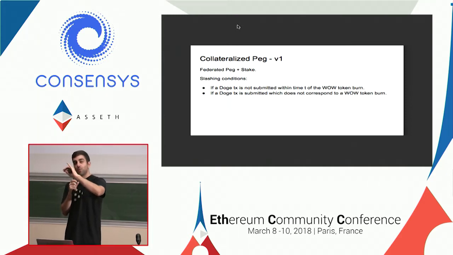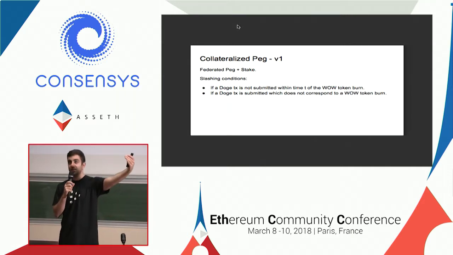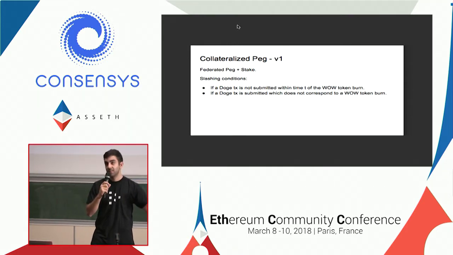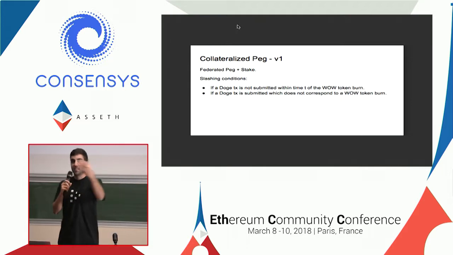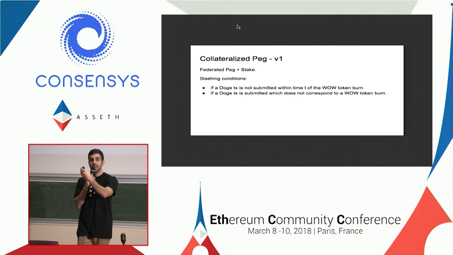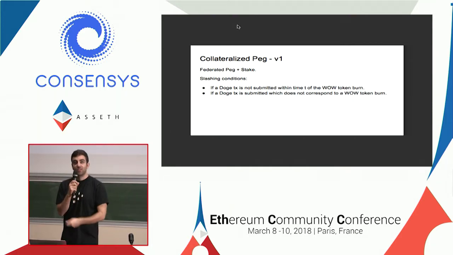And within that time, someone needs to provide a transaction Merkle proof that a Doge transaction was sent from this multi-sig to that address that just burned the coins. Otherwise, the multi-sig key holders get slashed. So you're kind of keeping them honest by using their Ethereum stake as collateral.